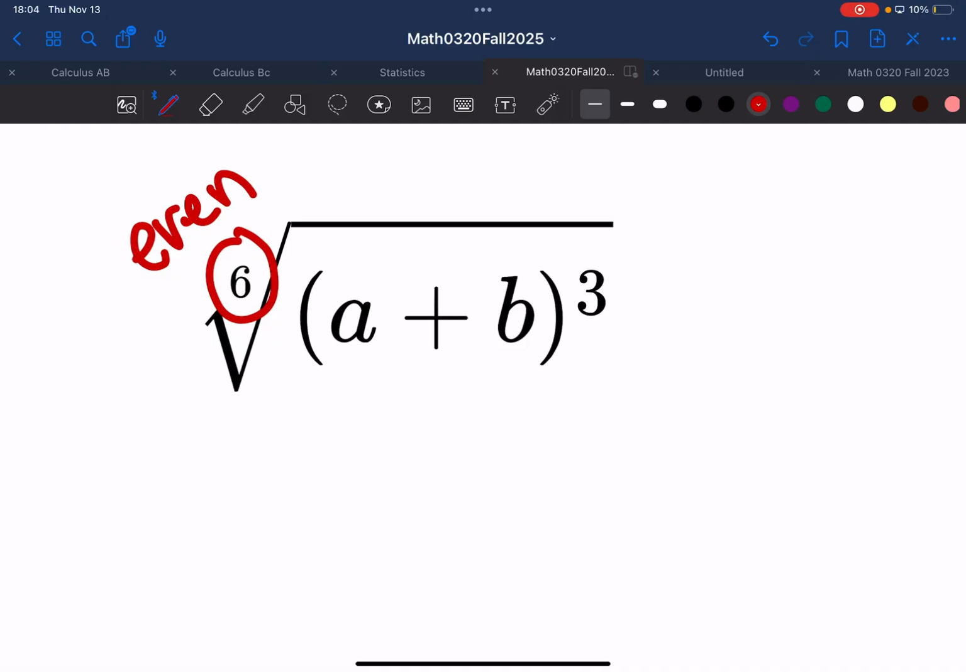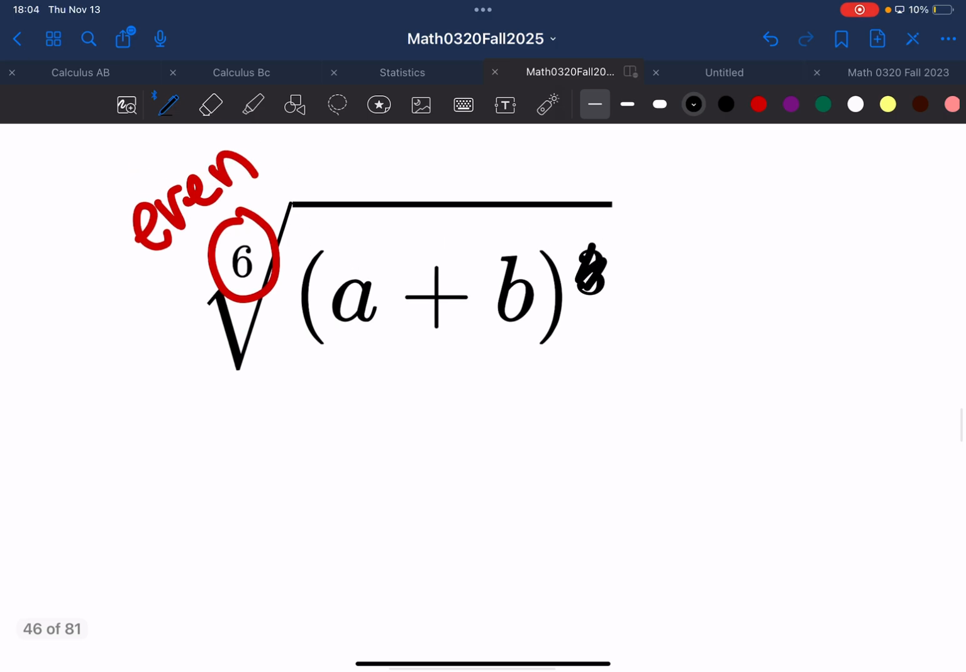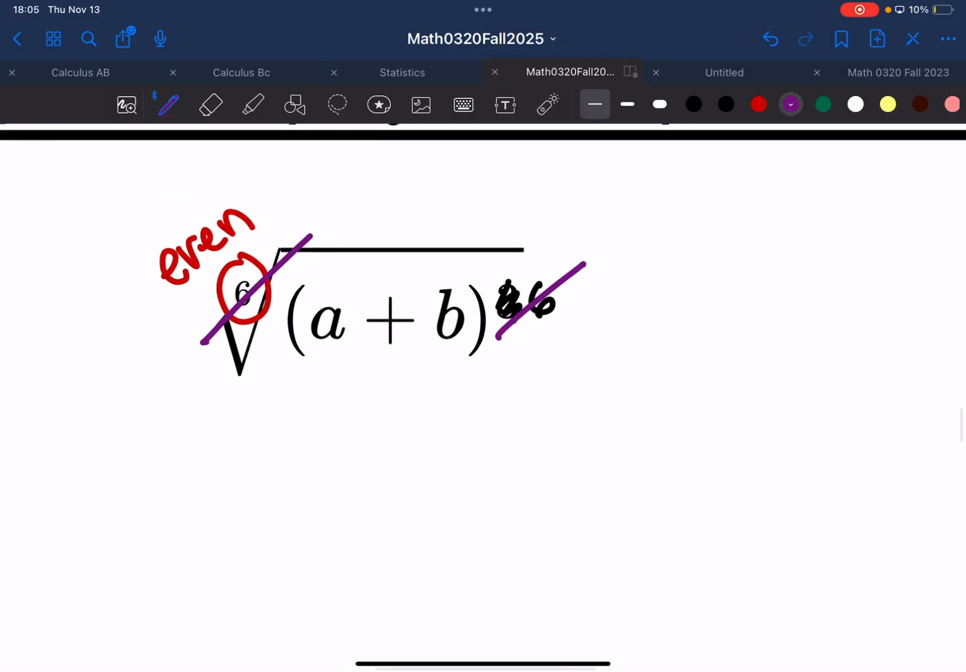I think I did, this is a mistake. This should be 6. Because we're not there yet to where they're different numbers. Okay, so since they're both the same, we do what? Cancel them out. Okay, and since this is even, we make sure to put our answer inside absolute value. So it's the absolute value of a plus b. And that's our answer.